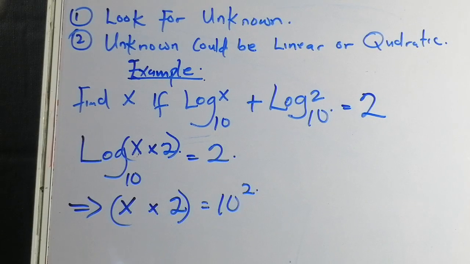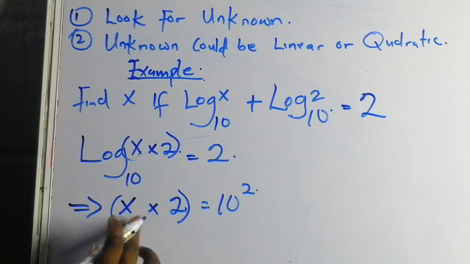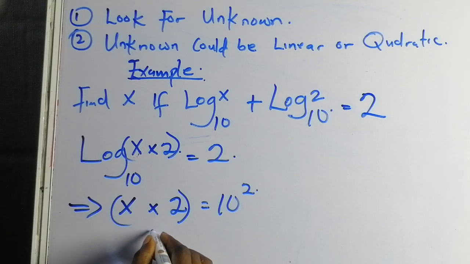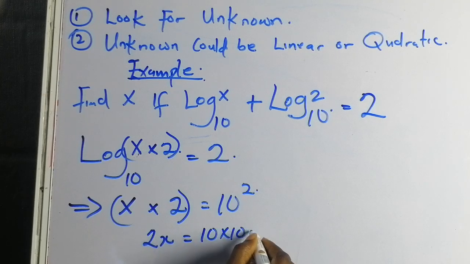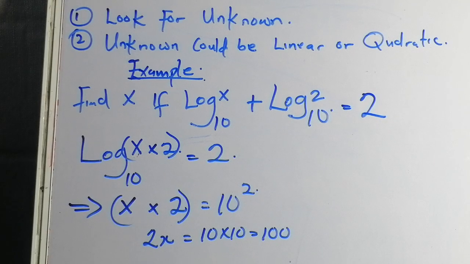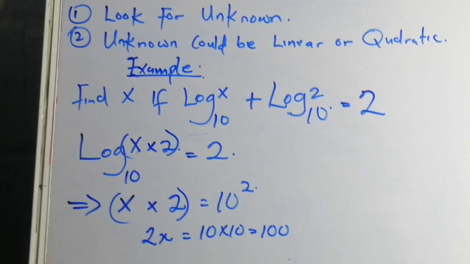That is exactly what I explained in part 1. So x times 2 is the same thing as 2x, and 2x equals 10 raised to power 2. It's the same thing as 10 times 10, which is 100. It's as simple as that. 10 raised to power 2 is the same thing as 10 times 10, which equals 100.